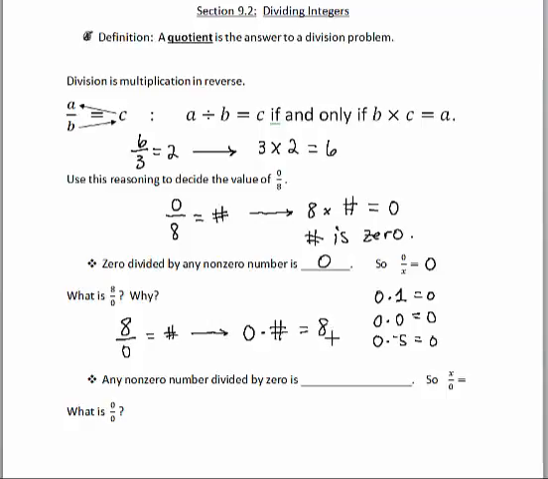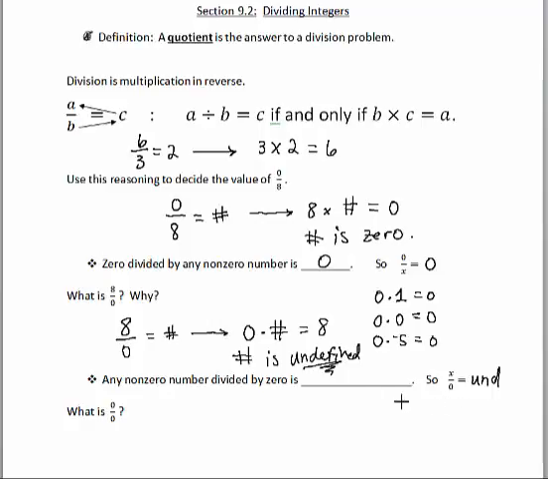There is no number that's defined such that we multiply by 0 and get a non-zero number, whether it's 8 or 1 or 10. If we multiply by 0, we always get 0. So this number is undefined. Any non-zero number divided by 0 is undefined. So x divided by 0, where x is a non-zero number, is undefined.